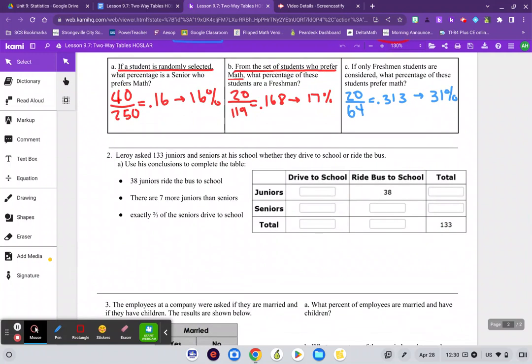So question 2 was actually once a state test question on the state algebra test. So you get a peek at what has been asked before. It says, Leroy asked 133 juniors and seniors at his school whether they drive to school or ride the bus. Use his conclusions to complete the table. Okay, so there are 38 juniors that ride the bus. There are 7 more juniors than seniors, and exactly 2/3 of the seniors drive to school.